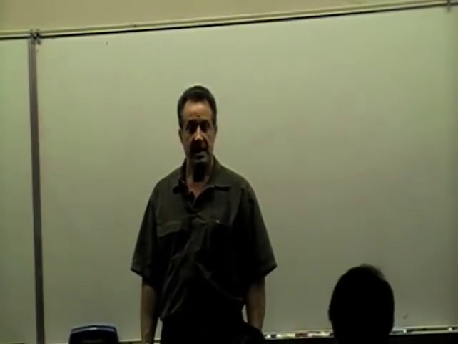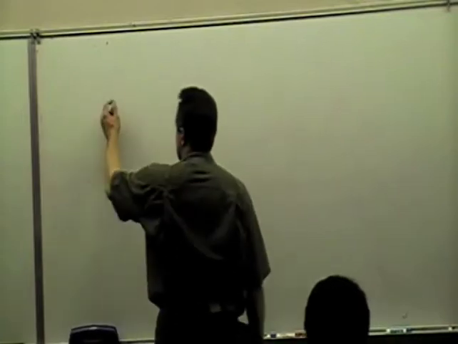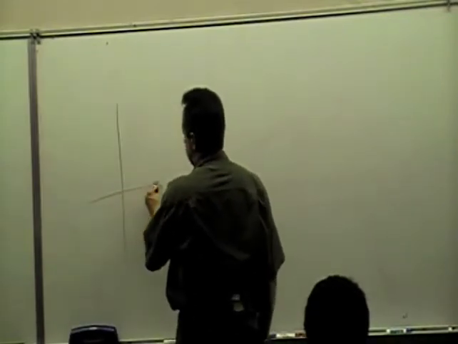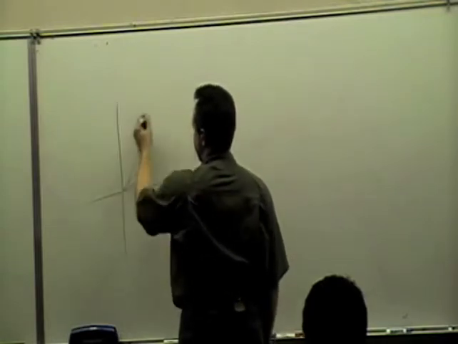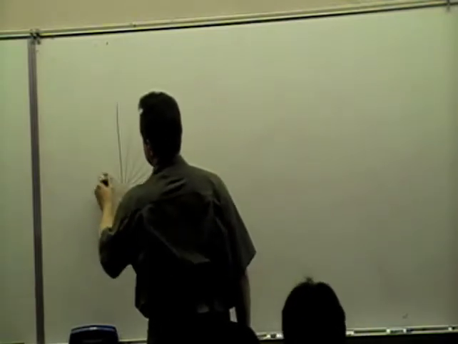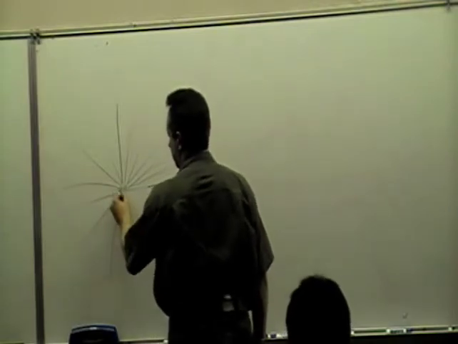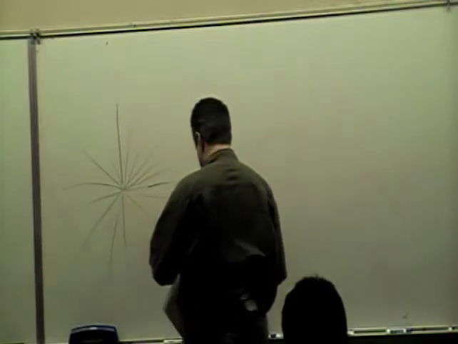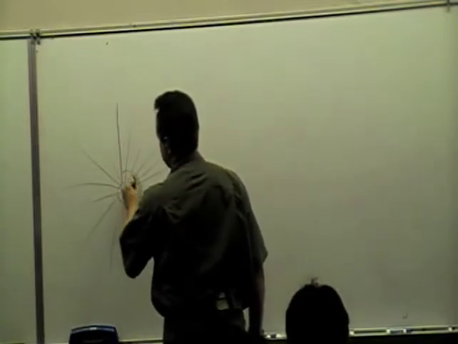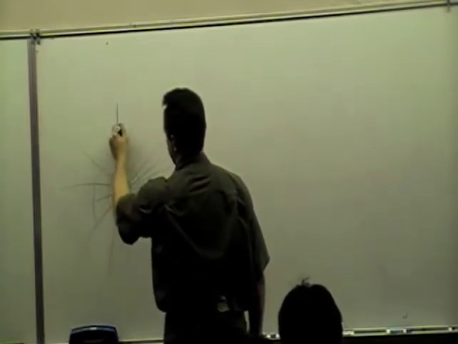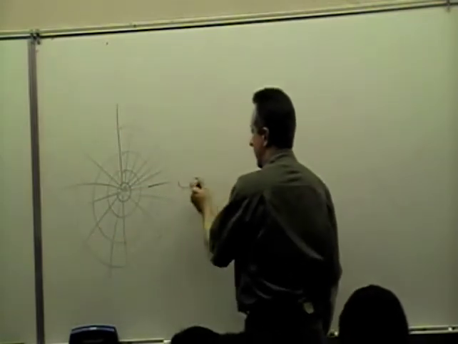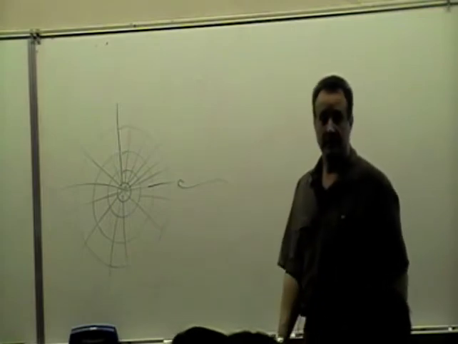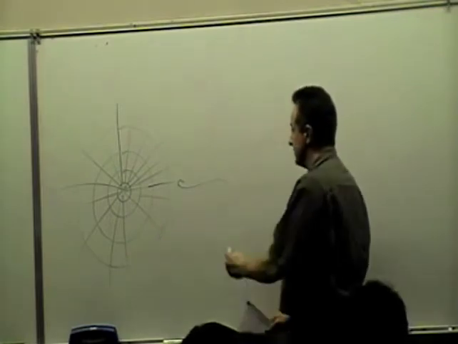Sometimes you have families of curves. You might have a family of radial lines, like so, and another family of concentric circles. Anybody know what the equation of these radial lines is? What's the family of curves?